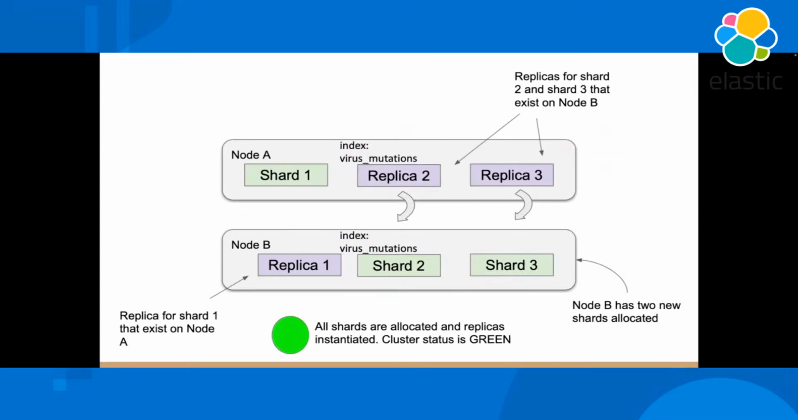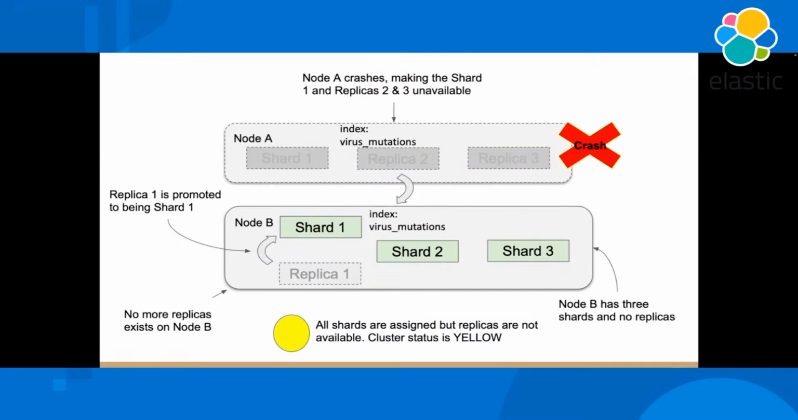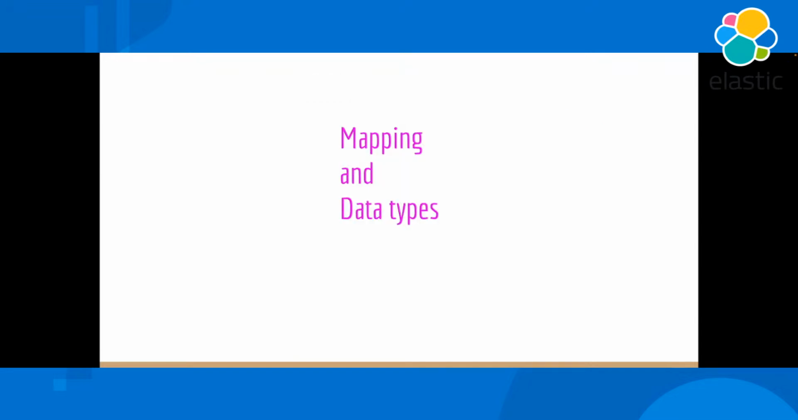So when do you get green again? You have to bring back node A. If node A comes back, automatically the shards will be moved back into their respective positions. The replicas will be created, and then happy days. Unfortunately, until you see that, your shards are going to be in a limbo state. Okay, I got to pause there because I think I touched on the mapping as well.